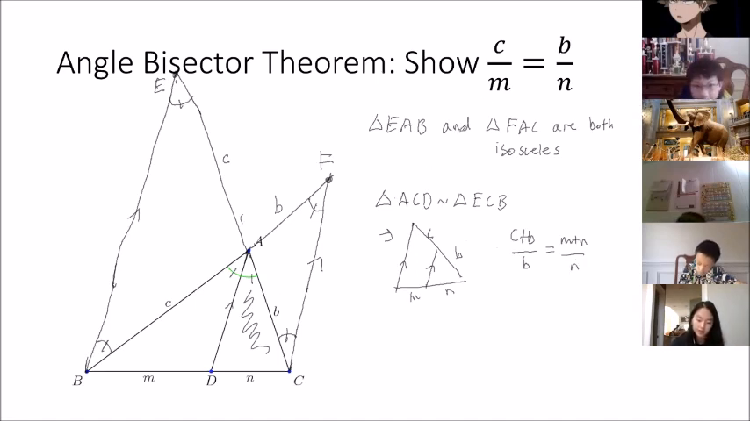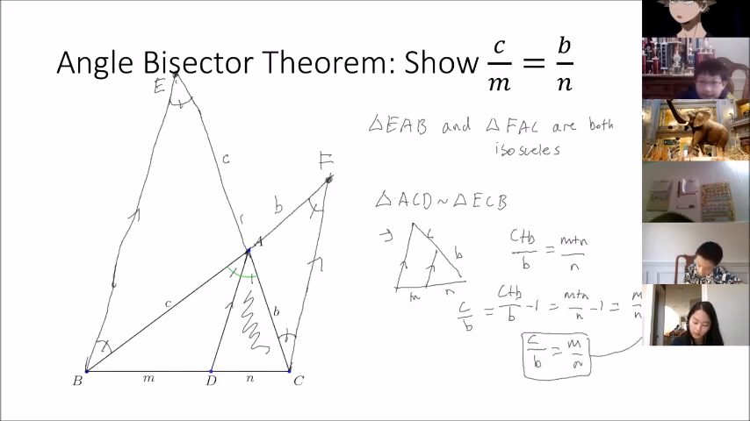So this is so close to what we want, but it's not quite there yet because you have plus signs, like C plus B. But we can get rid of that by subtracting 1 from both sides. If you look at C plus B over B minus 1 equals M plus N over N minus 1, then the left-hand side just becomes C over B, and the right-hand side just becomes M over N. So we get that C over B equals M over N, which is equivalent to the theorem up here, and that proves the angle bisector theorem.